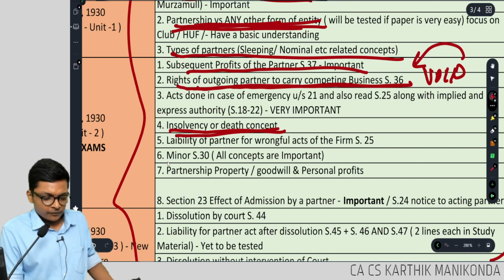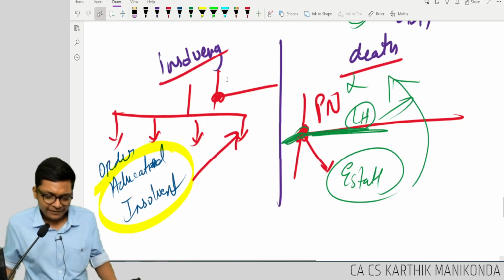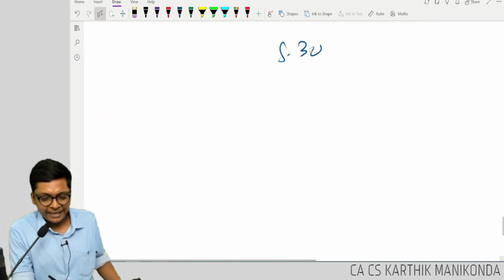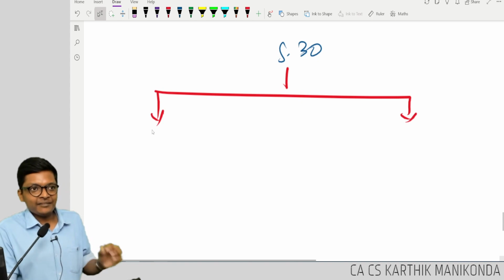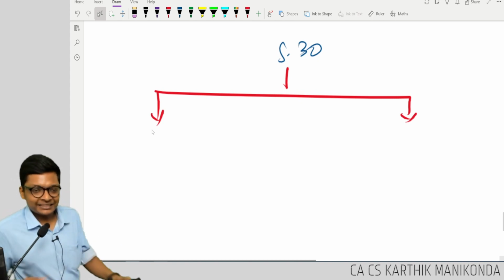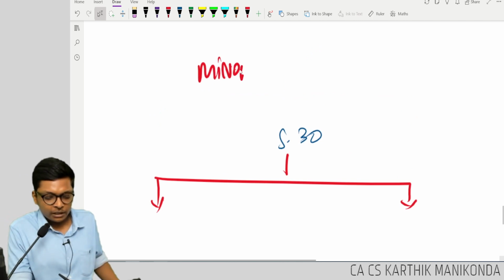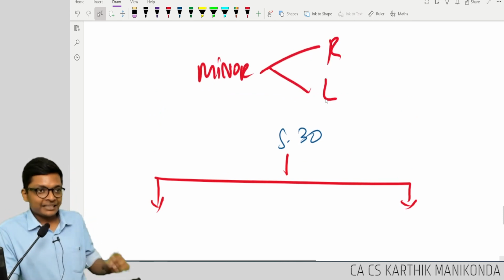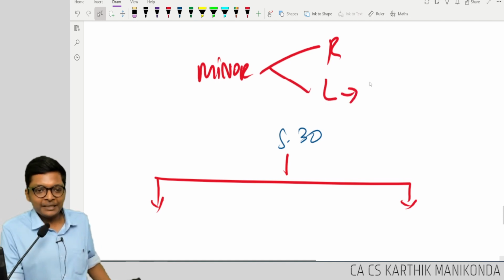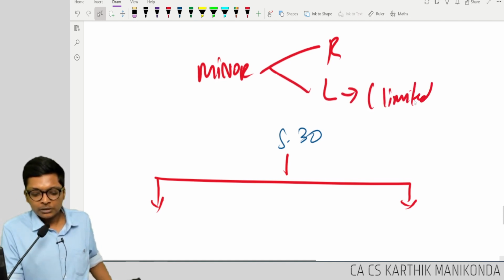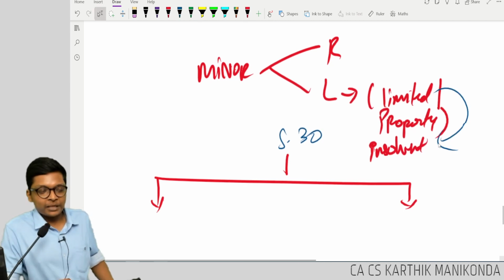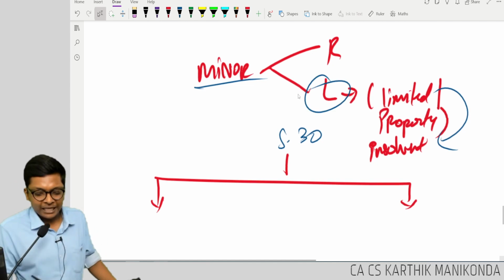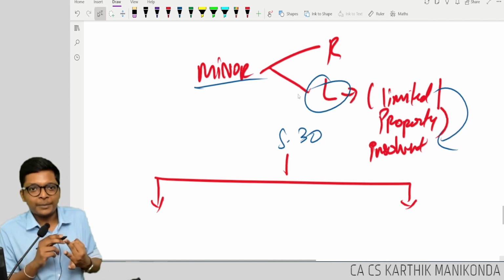Next, we will do minor, Section 30. Quickly, I will do all the points, guys. Okay. Section 30, minor, of the Partnership Act is very simple. Whenever, can a minor be a partner first of all? Yes. When I am a minor as a partner, what are my rights and liabilities? That is one question. When I am a minor, my liability is limited, liable only to the extent of the available property. When liability is limited, how can I become insolvent? So when you are a minor, your liability is limited only to your property, and you can't become insolvent.